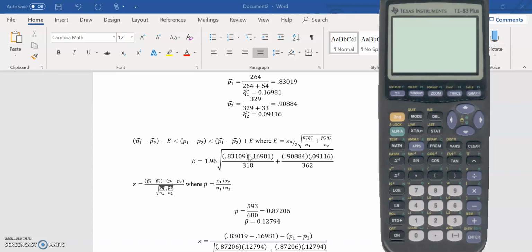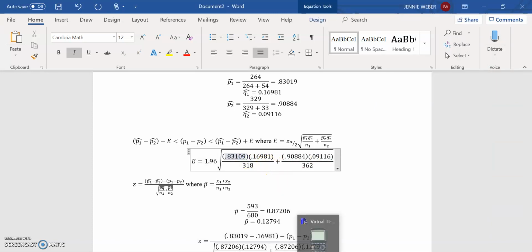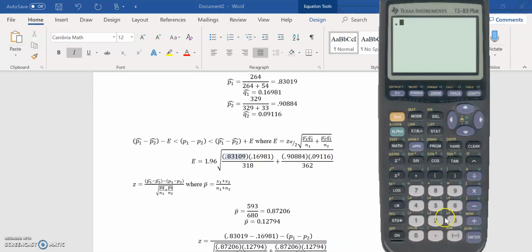It's also an exponent. Remember from algebra that the square root is the same as a 1/2 exponent. We're going to start in here, and each one of these is its own little world. So I'm going to do 0.83109 times 0.16981. You'll notice I had to write all these down, and I did have to round these. I like to keep lots of decimal places. Usually your answer is going to ask you for 2 to 3 decimal places. You should always keep one more than they want. I like 5, a good round number.